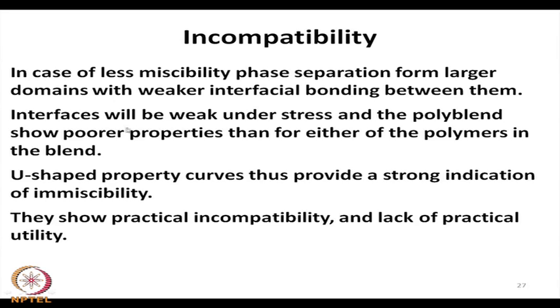Now, this happens due to weak interaction at the interface. If the interface is weak, then under stress the polyblend will concentrate the stress at those interfaces and show poorer properties. That means the mechanical properties will be inferior, and the product will fail at the weak interface site, and show poorer properties than either of the polymers in the blend.